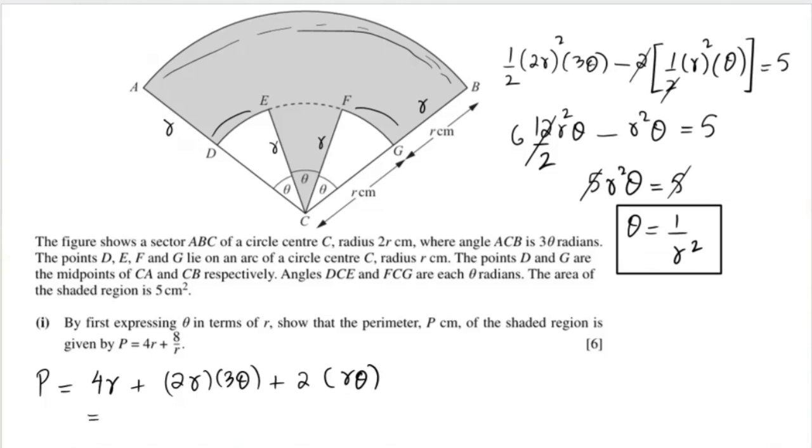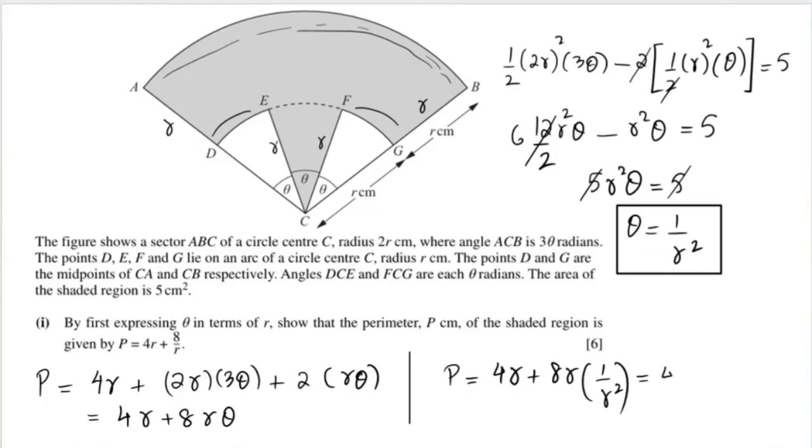Let's simplify this. What do we get? 4r is going to be plus 6r theta and 2r theta. So this is going to be 8r theta. So now I can prove it here. So perimeter now will look like 4r plus 8r times 1 divided by r squared. I'm using the expression that I already calculated earlier.